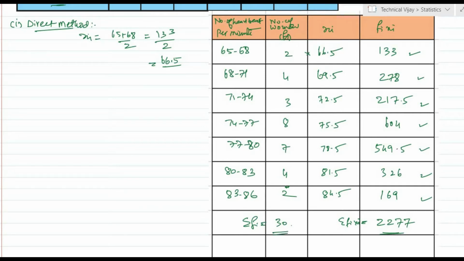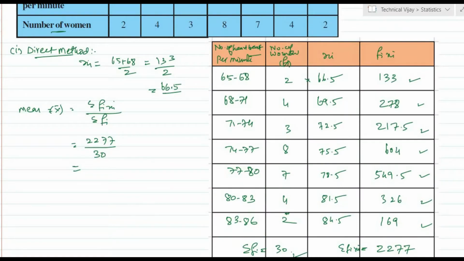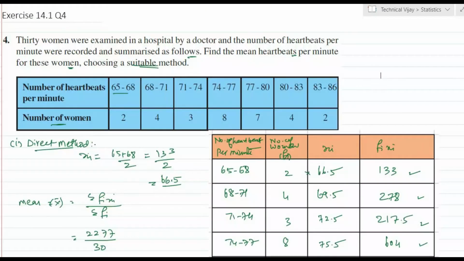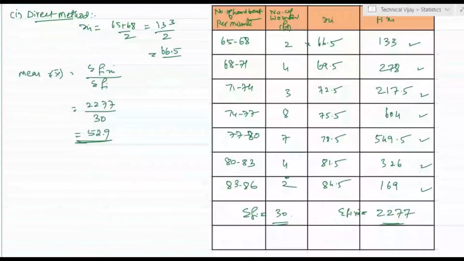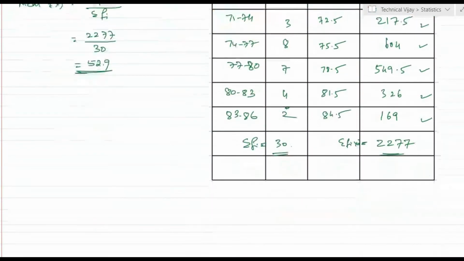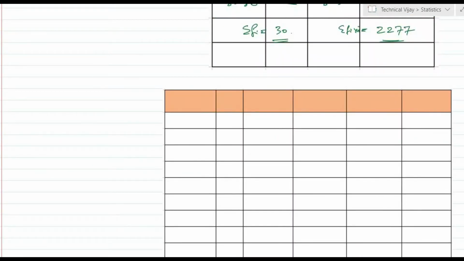that is equal to 30. Now the formula for calculating the mean: X bar equals sigma Fi Xi divided by sigma Fi. This is equal to 2277 divided by 30, which is equal to 75.9. You can calculate this by the assumed mean method also. That also we will calculate here. The second method, the assumed mean method, I will calculate.